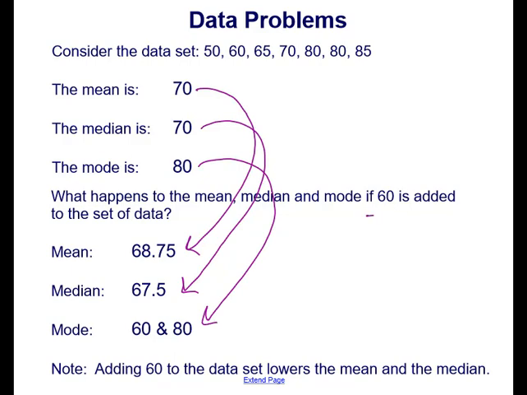So adding the number 60 to the set of data lowers the mean and the median, and then actually adds one number to the mode. So adding a number it looks like less than the median lowered the mean and the median.